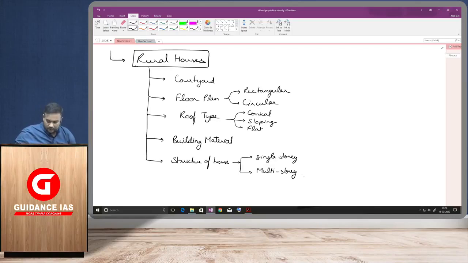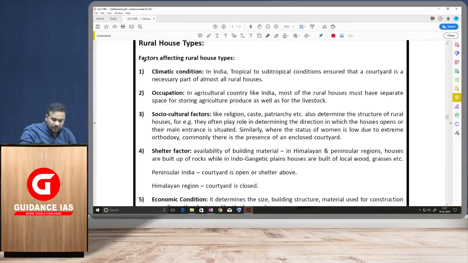ठीक है. So एक एक करके बात करते हैं. Number of factors are affecting the rural house types in India. One important factor is the factor of climatic conditions. And climatic conditions, how important they are, you can understand that the concept of courtyard is almost universal in India. ठीक है. So it is almost what? Universal in India.